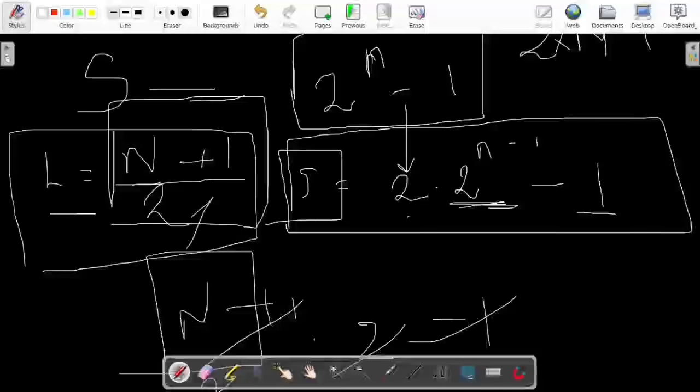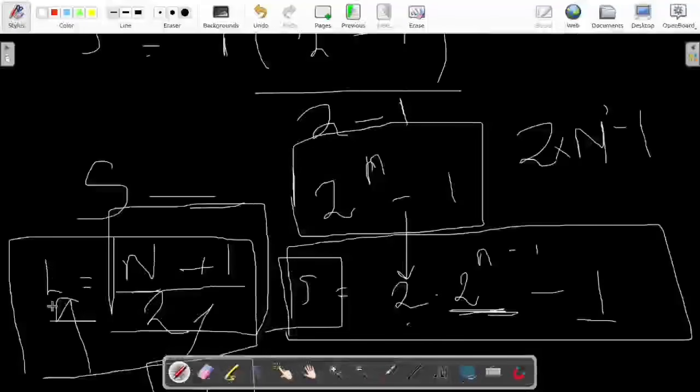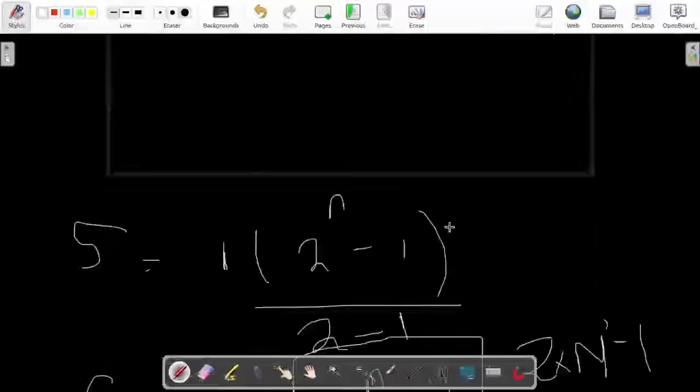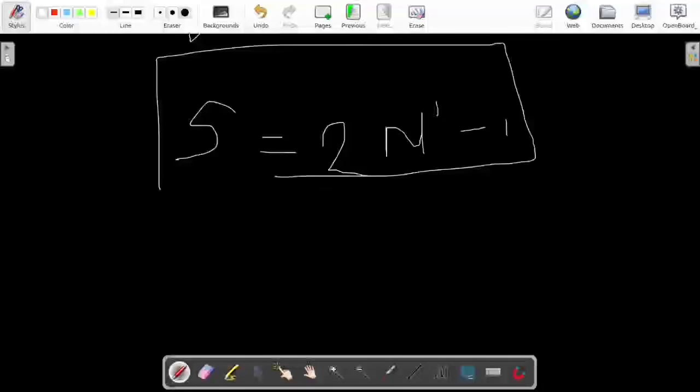And to what is this term equal? It is equal to the number of leaf nodes. It means that in a complete binary tree, the total number of nodes is 2 times, I denoted it by L, but above I mentioned leaf nodes with n dash, so it is 2 times n dash minus 1. That's why in a complete binary tree, the total number of nodes is 2 times n dash minus 1, where n dash is the number of leaf nodes.